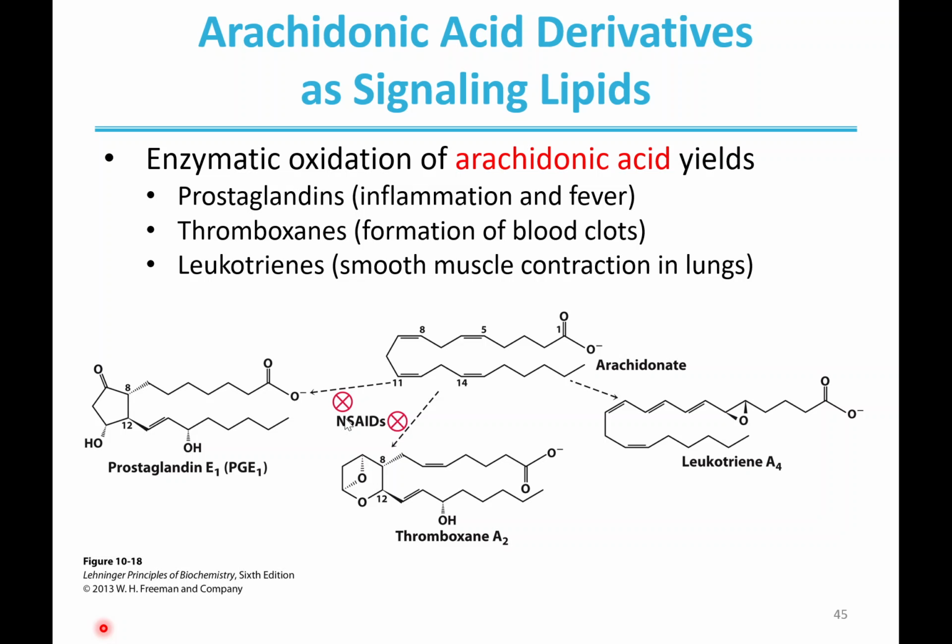And so a very widely used class of drugs, the NSAIDs, the non-steroidal anti-inflammatory drugs, block both of these pathways. They block the formation of prostaglandin and thromboxane. So that's how those drugs work against inflammation and fever, and they're anticoagulants because they block the formation of thromboxane.